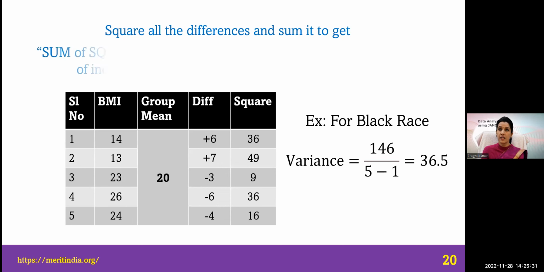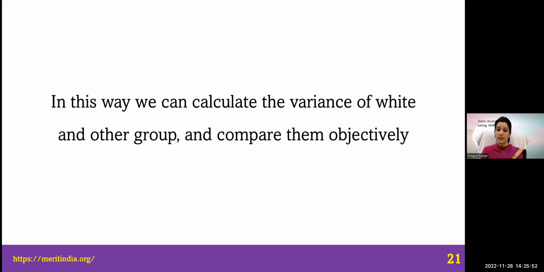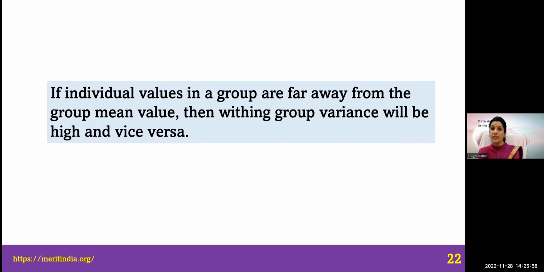So this variance is an objective way. We have got something like 36.5, which is the variance of this group: the sum of squares value divided by n minus 1 is the variance for BMI for this sample. Similarly, you can calculate the variance for black, white and others, so you can calculate them objectively. If the individual values in a group are far away from the group mean value, then the group variance will be high. If they are very near to the group mean value, then the variance will be low.